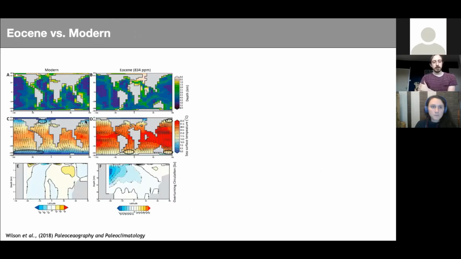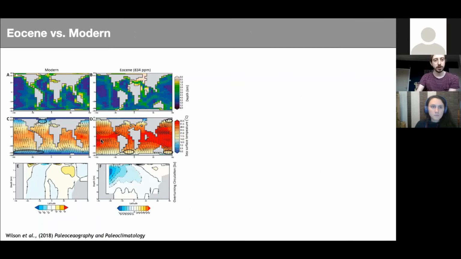So just to orientate you, we have the modern on the left and some Eocene characteristics on the right. You can see that the paleogeography is very different. We have a proto-Atlantic, it's a little bit shallower, it hasn't fully widened yet, and we don't have a proper Antarctic circumpolar current. We have this shallow sea called the Tethys Ocean over here. And we have this tropical free flow between the Atlantic and the Pacific.